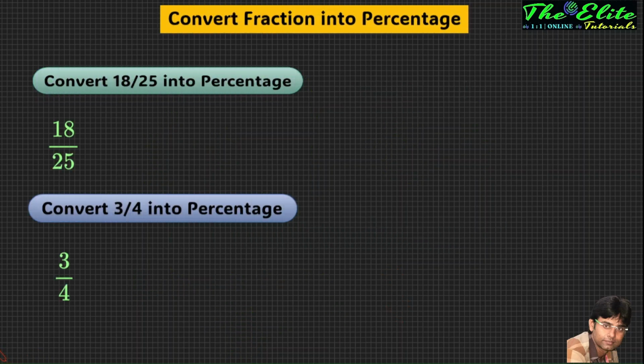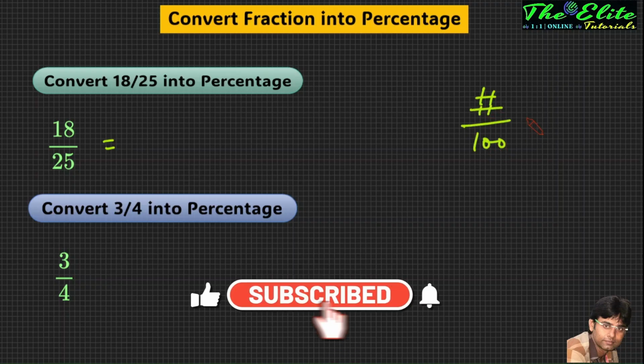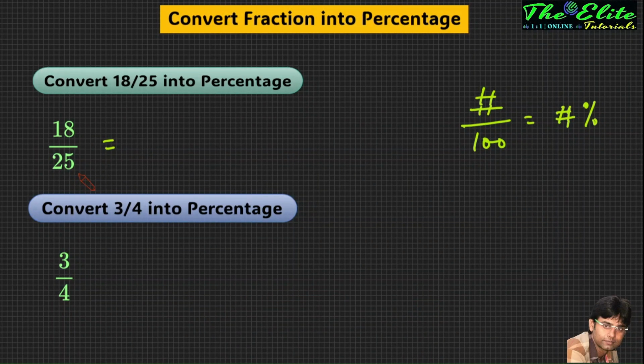Now in this slide, you will see how we convert fraction into percentage. If the question is convert 18 over 25 into percentage, what do we do actually? As we know, any number that has 100 as a denominator can be written as percentage. So remember this rule. Here we will use equivalent fraction. We have to find the equivalent fraction of 18 over 25 whose denominator has to be 100. So in order to get 100, we will multiply this 25 by 4.